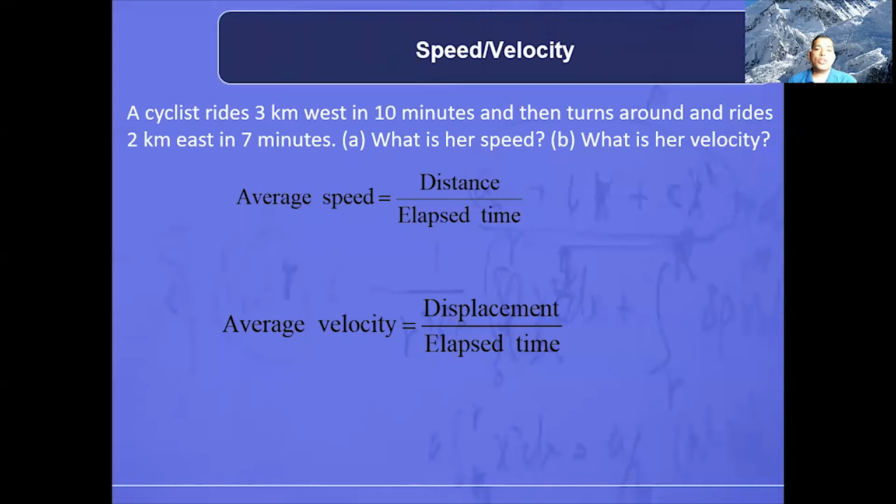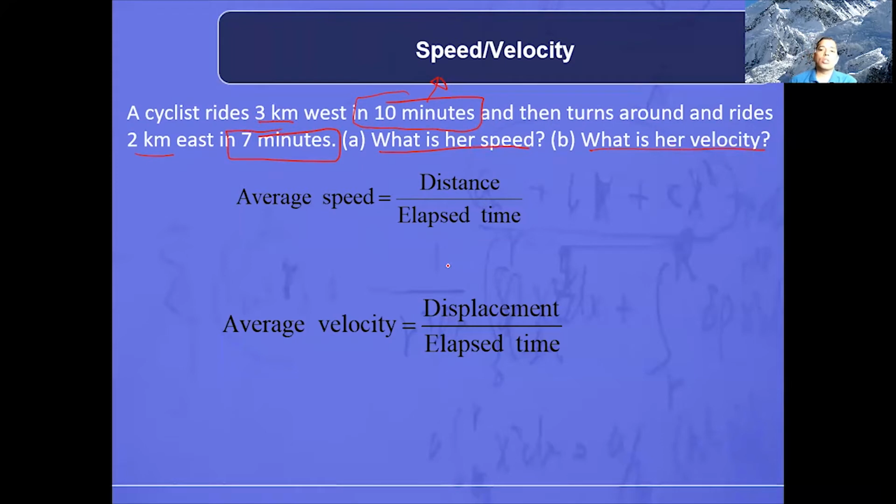All right, so let's do one problem here. A cyclist rides 3 kilometers west in 10 minutes and then turns around and rides 2 kilometers east in 7 minutes. It's the same problem as in the previous slide, but now we have the time given too, not only the distance. So now we need to find her speed and also her velocity.